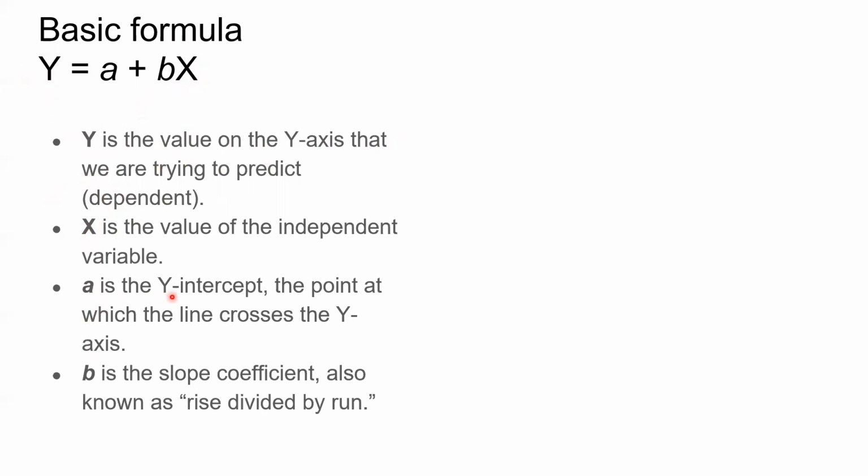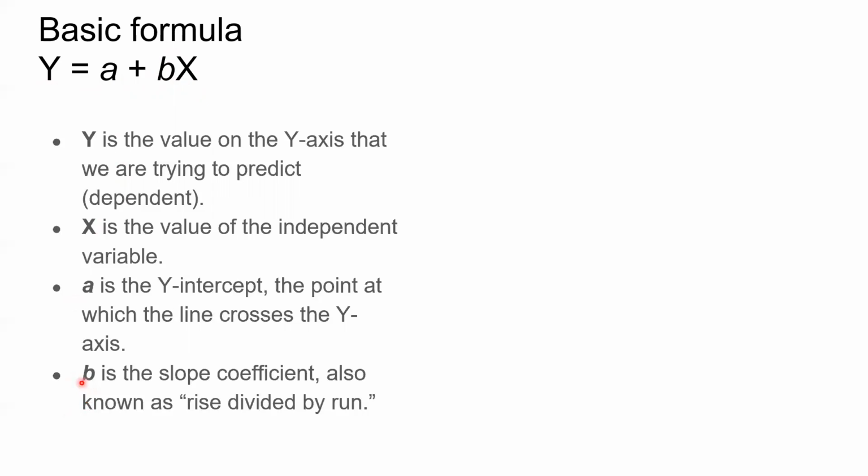A is what we call the y-intercept. So that's the value of y when x equals 0. And think about mathematically why it would come out that way. So if x equals 0, then b times x would be 0, and we would have y is equal to a, whatever that a value is. So when x is 0, y is equal to a. That's our intercept. That's where it crosses the y-axis. And I'll show you this visually in a minute.